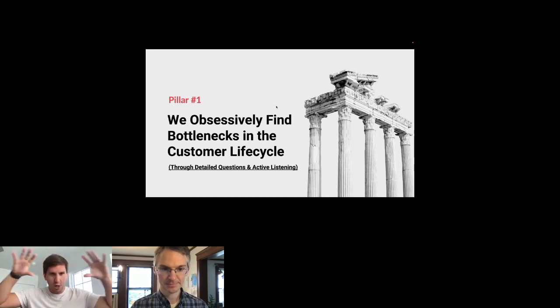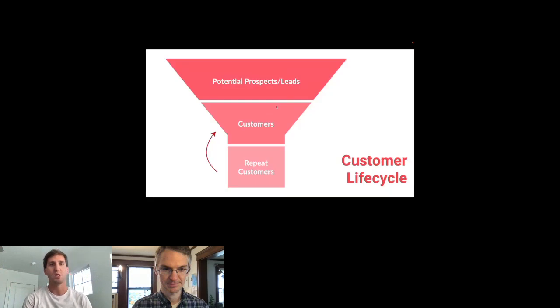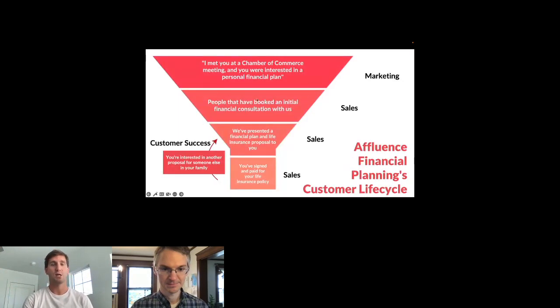So color all of your process design thinking with this pillar. If we look at the customer lifecycle, we do a lot of our examples with a fake company called Affluence Financial Planning. So Affluence Financial Planning has a funnel right at the top of marketing: I met you at a Chamber of Commerce meeting, booking an initial financial consultation, building a proposal and delivering it to the customer, getting that proposal e-signed and paid for, and then a customer success and renewal workflow of getting more proposals out for other members of their family.